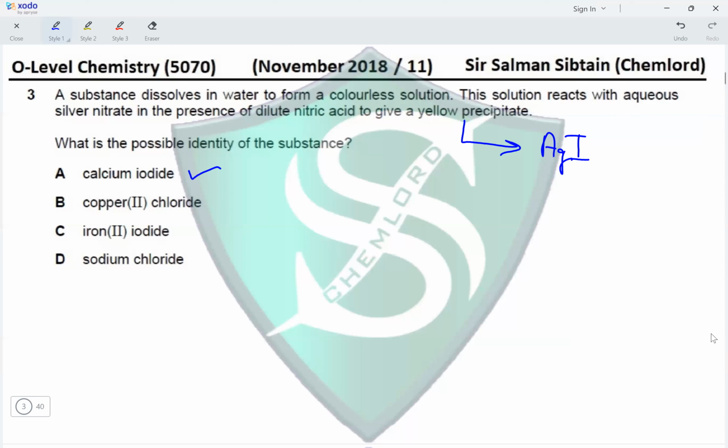But let's look at the other options. Copper chloride: iodide is missing and copper gives a blue solution. Iron iodide: iodide is present, but iron(II) ions give a green solution. And sodium chloride: iodide is missing, but the solution would be colorless. So the correct option for this question is option A.